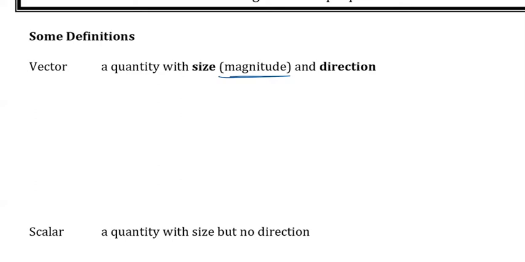So somebody give me an example of a vector. I love it. Velocity, because you even named it. 5 meters per second. Did you say left? Great. What's another one? How about 8 kilometers north?